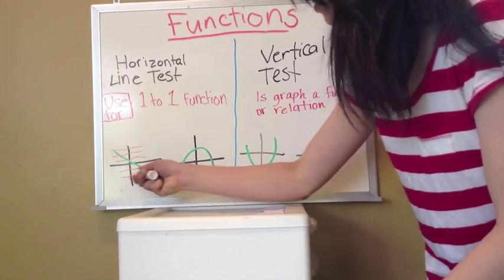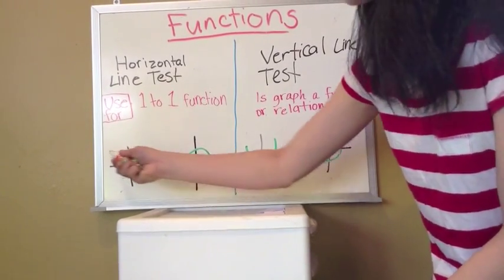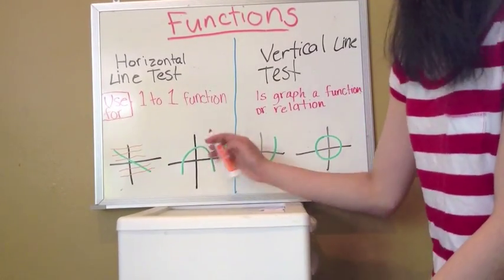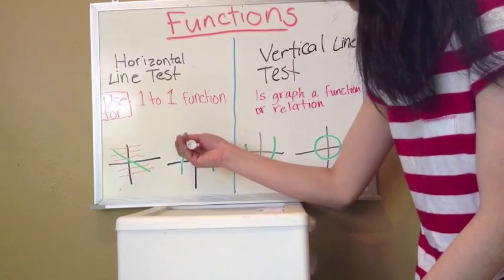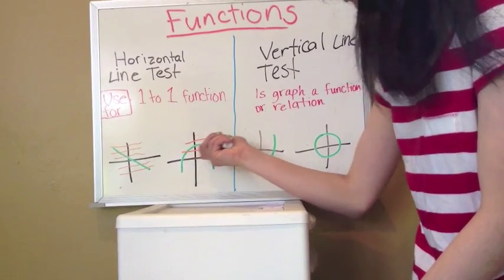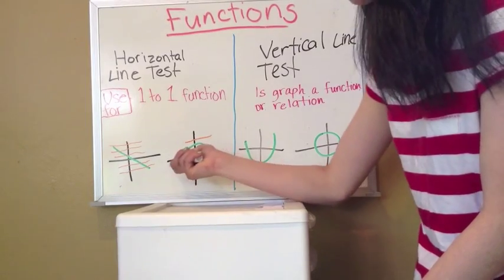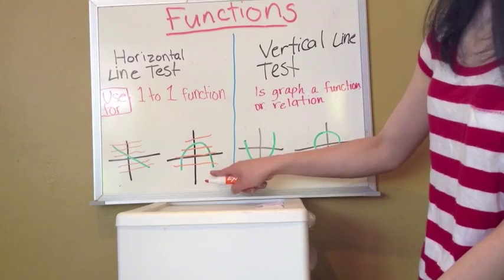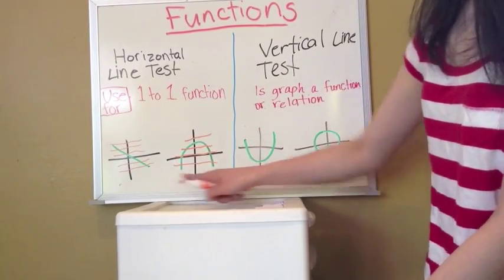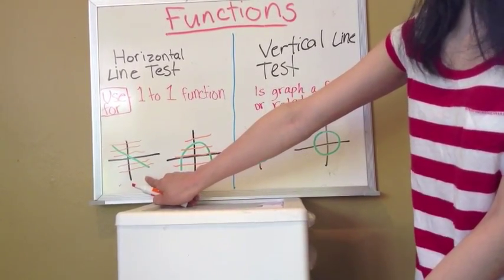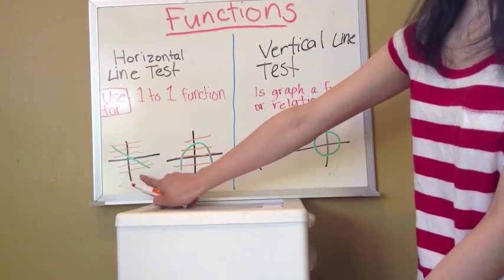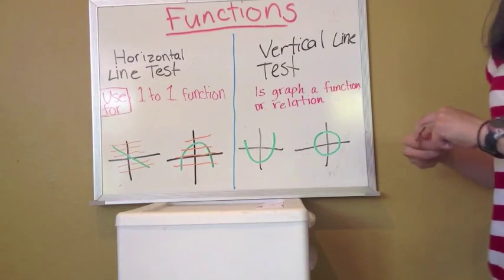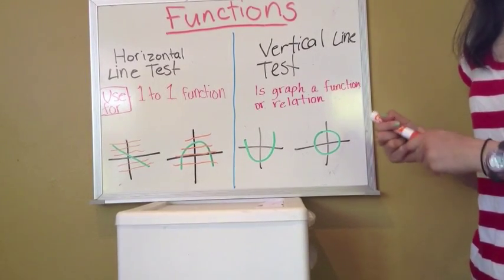For the first function, this does pass the horizontal line test because every time I draw a horizontal line, it only crosses the graph once. Now let's look at this graph though. Every single time I draw a horizontal line, see here how sometimes it passes the graph twice? Therefore, this graph does not pass the horizontal line test and it is not a one-to-one function. But this graph does pass the horizontal line test. So it is a one-to-one function.